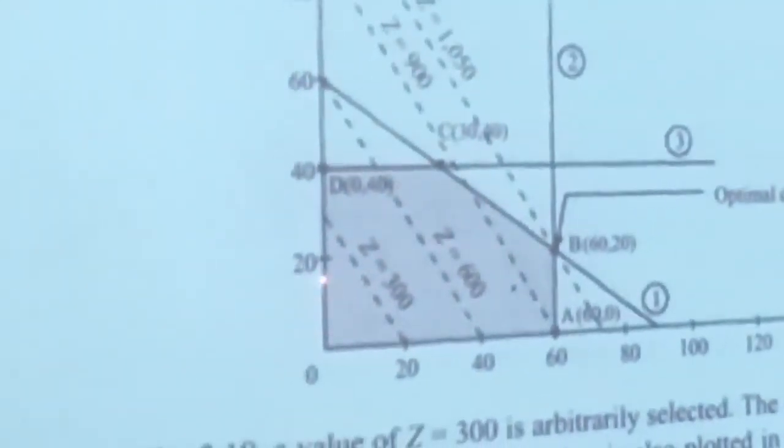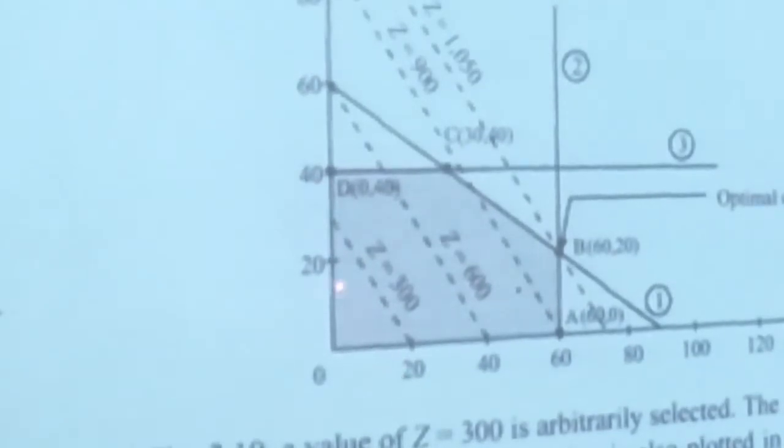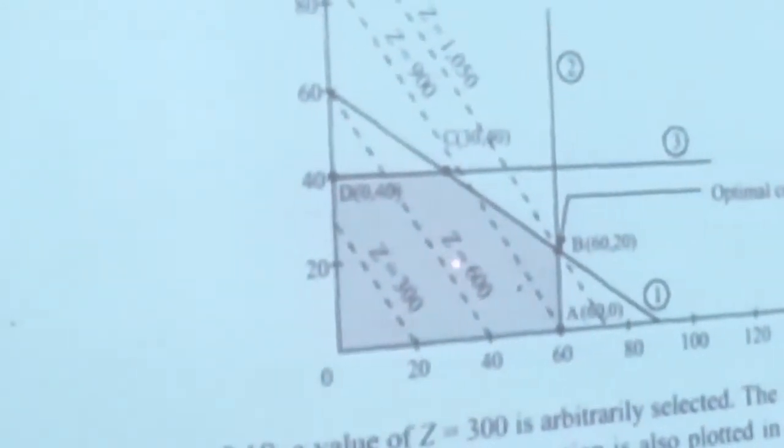What's the meaning of ISO profit line? Equal profit line. The meaning of that is all along the line, starting from here to here, the profit that you get is 300. Along this line, the profit that you get is 600 and so on.